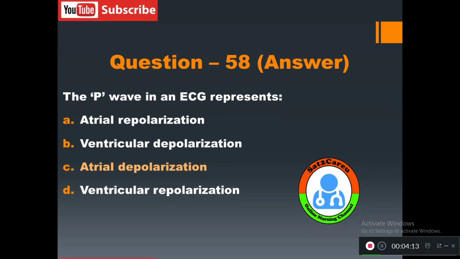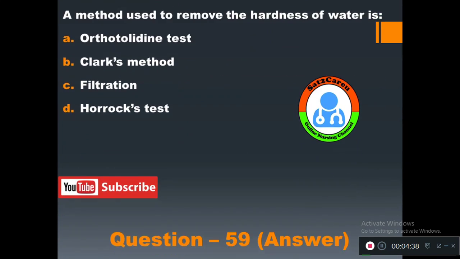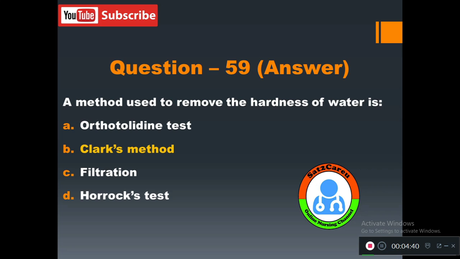Question number 59. A method used to remove the hardness of water is option A, orthotolidine test, option B, Clark's method, C, filtration, and D is Horrocks test. The right answer is the Clark's method is used to remove the hardness of water.